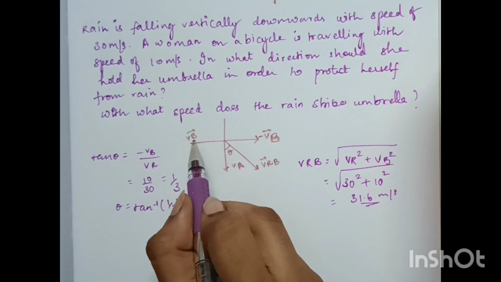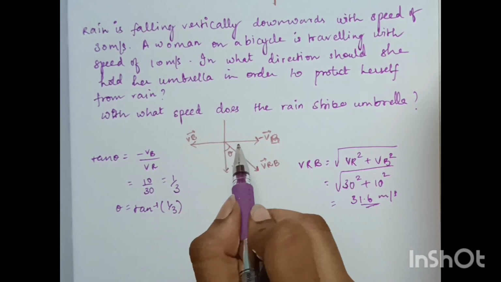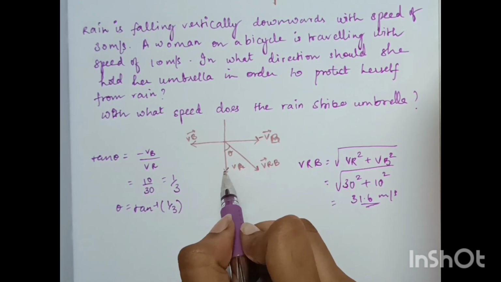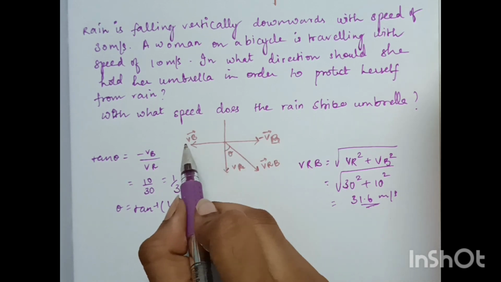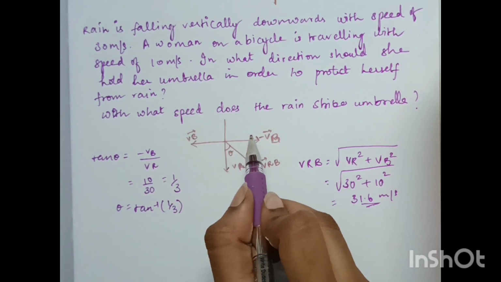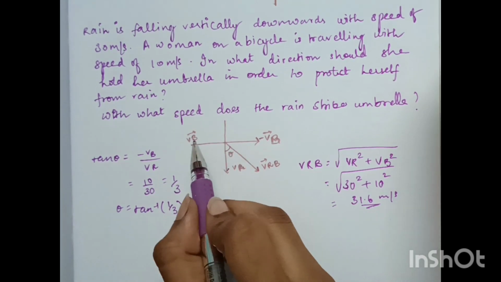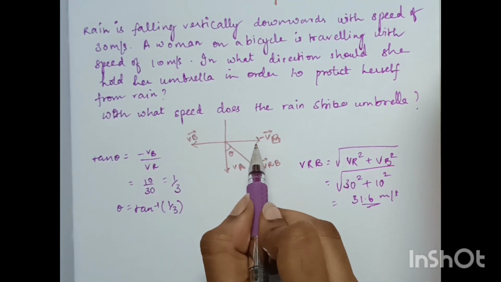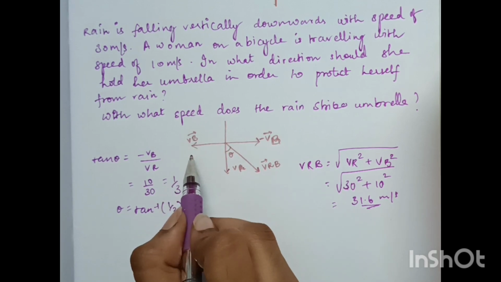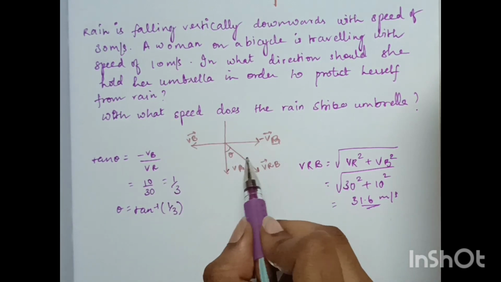Velocity of bicycle is in this direction, and velocity of rain is in this direction as usual. So we should consider minus Vb. So we are considering this direction. This is not compulsory, we can also change it. If we take Vb like this, then minus Vb will be like this. Okay, now we are considering like this.